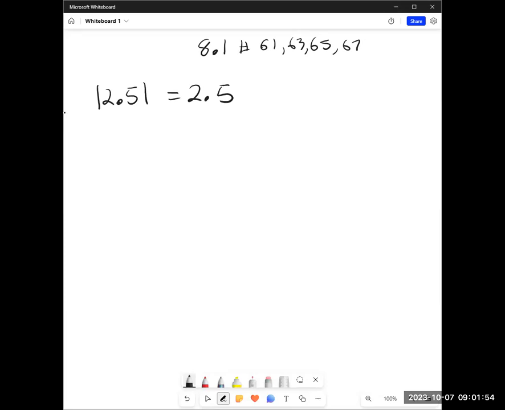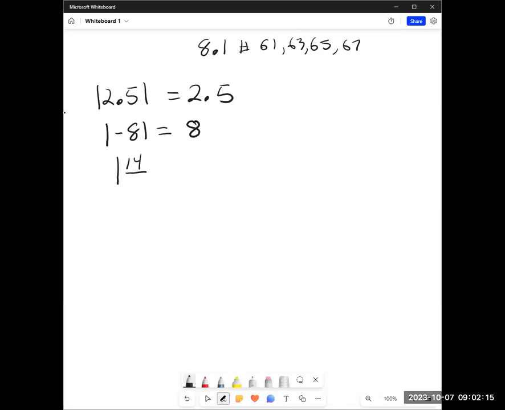For our second one, we have the absolute value of -8. The distance of -8 away from 0 is 8 units. So we're just going to drop the negative sign and look only at the magnitude of the number, which is 8. Now let's look at one that's a fraction.